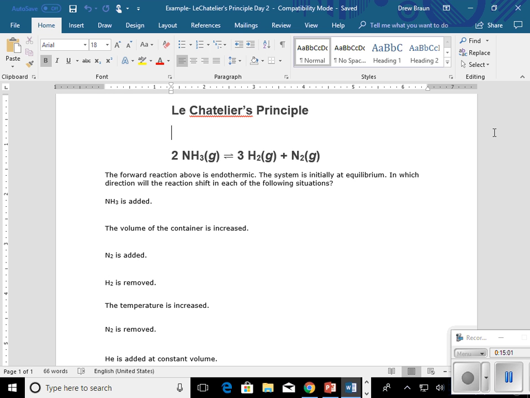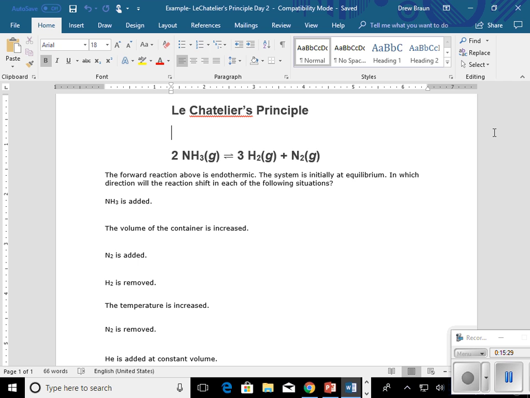Okay. Now, N2 is removed. Think about that. Picture that. Look where you got N2 at. N2 is removed. What's going to happen? What way will it adjust? It'll go to the forward reaction.